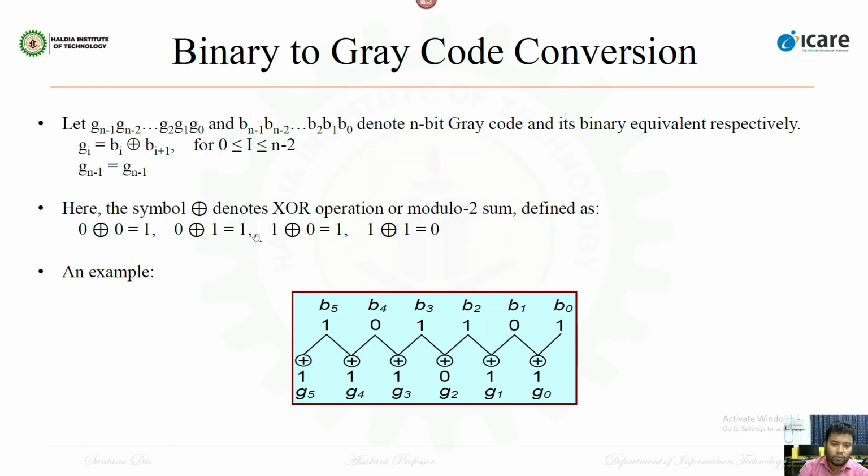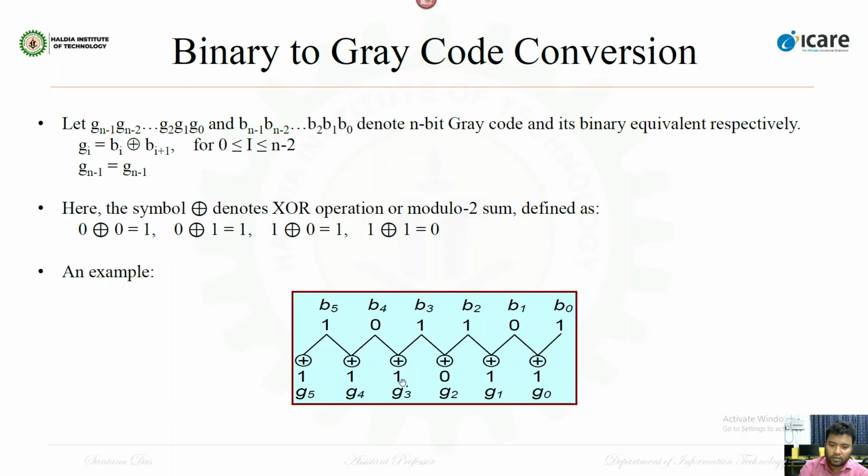And 0 1 then 1, and 1 0 then it is also 1, and for 1 1 it is 0. So here you can see for this binary number, this 1 is going to be as it is, as 1, and this 1 is XORed with this 0 and the result is 1, as we know 0 1 is 1.